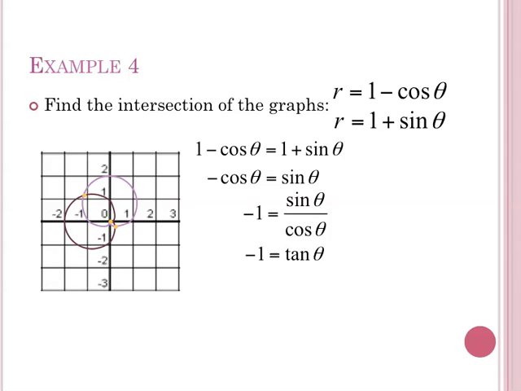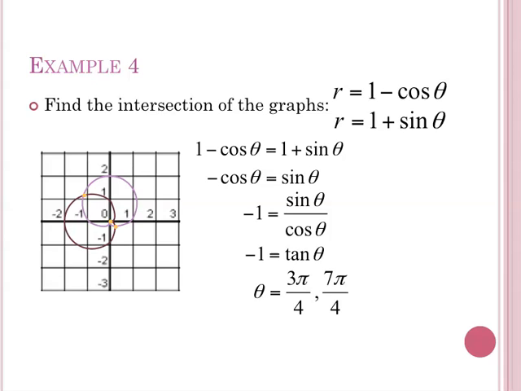Tangent is equal to 1 when the reference angle is pi over 4. It is negative in quadrant 2 and in quadrant 4. So that would be at 3 pi over 4 and 7 pi over 4.